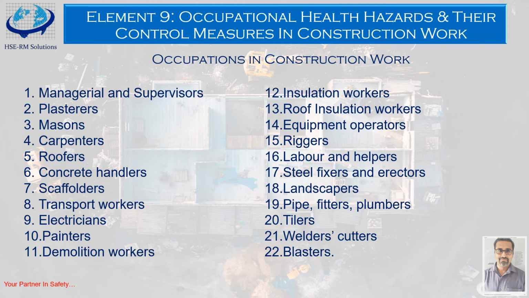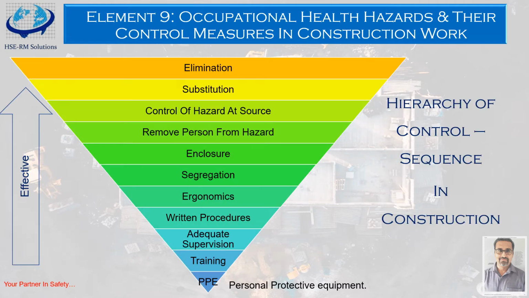On construction work, such huge potential also happens to have a lot of hazards and risk as well. So let us try and understand now, because you need to know what kind of work profiles are there. Based on these work profiles, there is a hierarchy of controls. So whenever we are defining, let us see occupational health hazards and their control measures in construction work. Hierarchy of control sequence in construction.